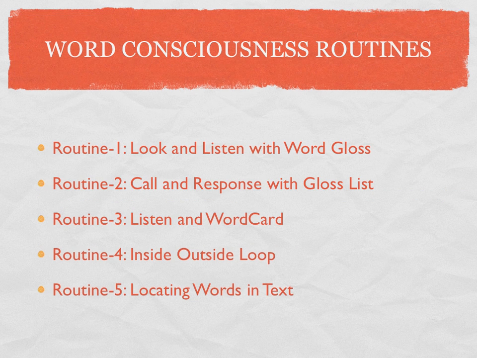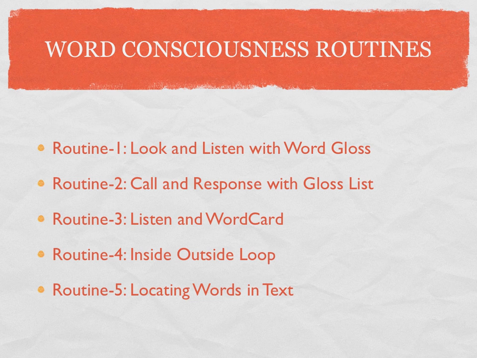What are these word consciousness routines? There are 5. Each of the routines requires a gloss list, a specific vocabulary resource for students, which I will describe shortly. Routine 1, look and listen with word gloss, where students will hear and track the target words on the gloss list as we pronounce them out loud. Routine 2, call and response with gloss list, where students will chorally repeat back to us each target word we pronounce, and using the provided gloss list, then chorally call out the meaning.